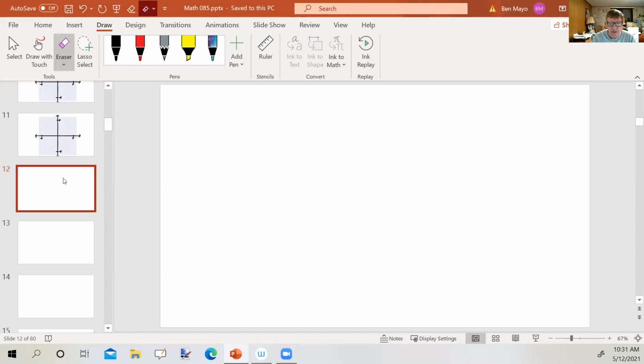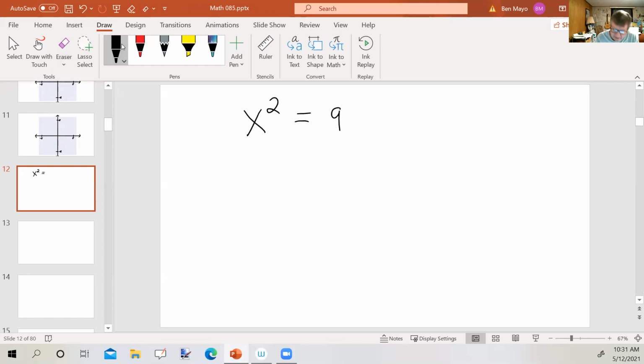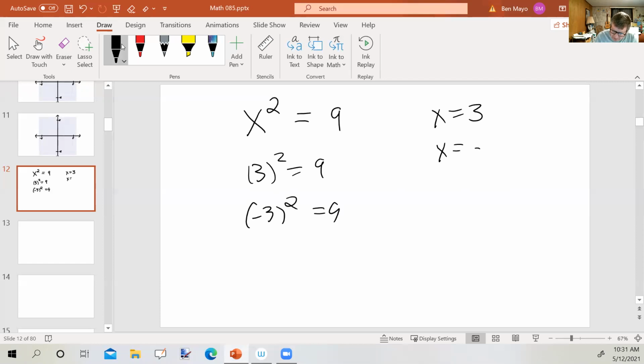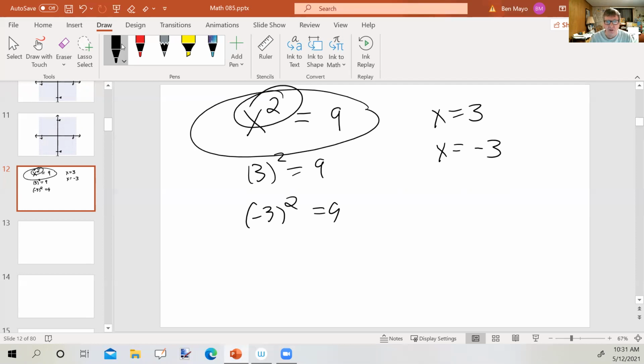Suppose we had the following equation. Let's try that again. X squared equals 9. Well, wouldn't 3 squared equal 9? So x equals 3 is a solution, but wouldn't -3, the quantity squared, also equal 9? So x equals -3 is also a solution. So this equation, which is a second degree equation because of the exponent of a 2 on the variable, has two solutions.